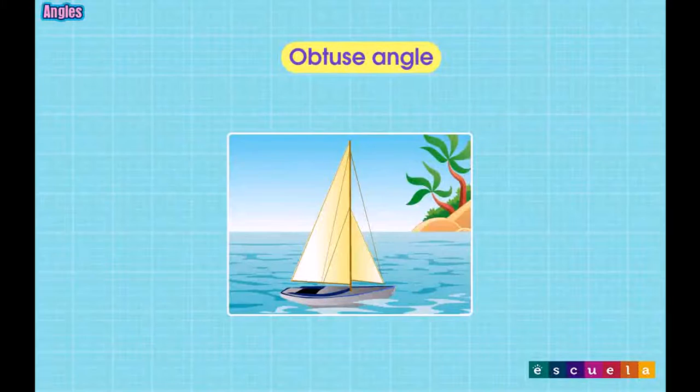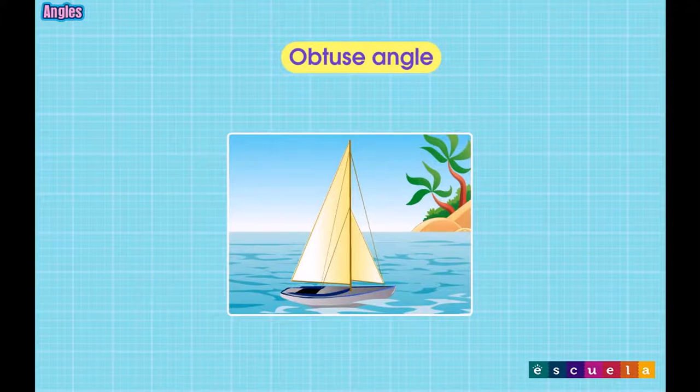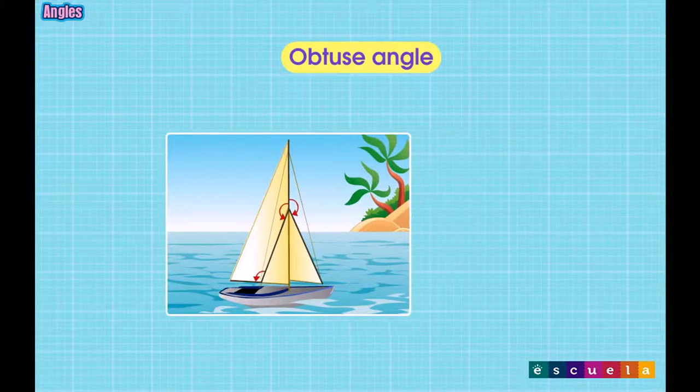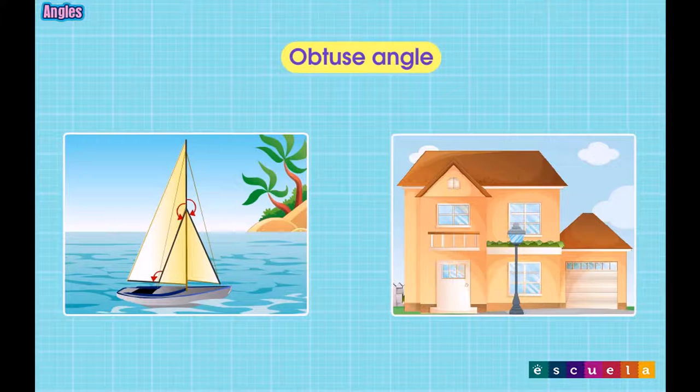Let's see what makes an obtuse angle. You are walking by the water and you see a beautiful sailboat. You notice that the sails have obtuse angles. You're playing outside with friends when you look up and notice that the top of your house is an obtuse angle.